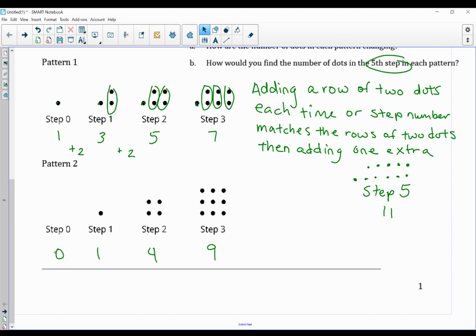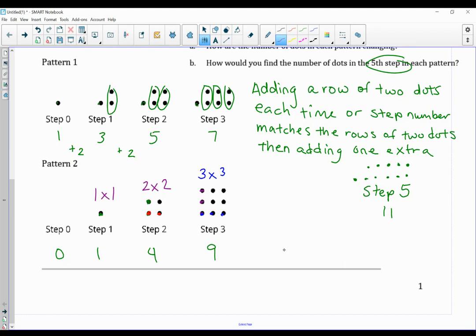So at step 0, I see 0. At step 1, I see 1. Like maybe I'll see 2 at step 2, but it actually goes to 4. So I have 1 by 1, and in step 2, 2 by 2. And then in step 3, I have 1, 2, 3 by 1, 2, 3. So this is a 3 by 3 array. This is a 2 by 2 array. This is a 1 by 1 array.